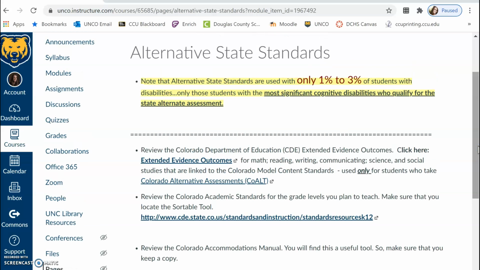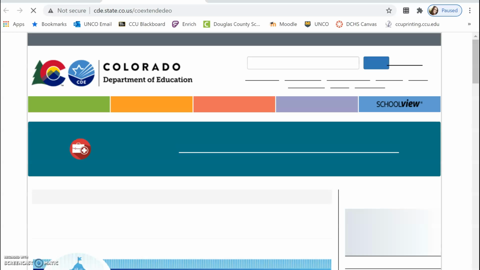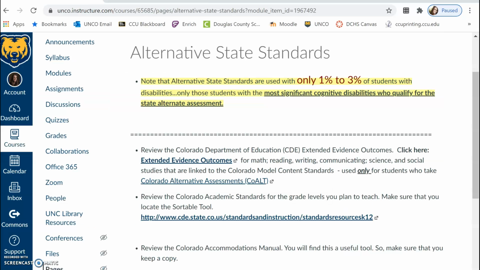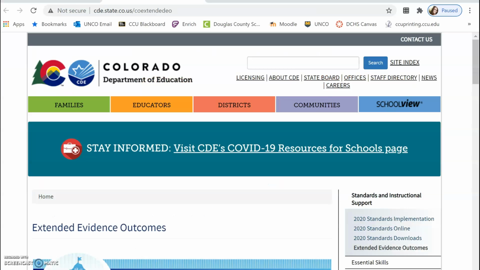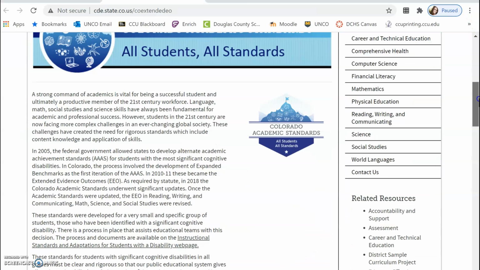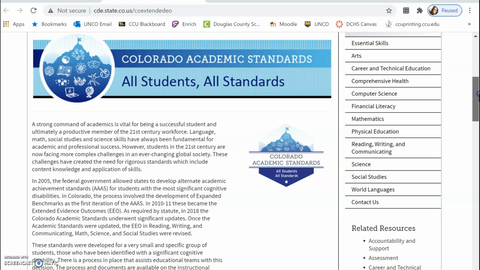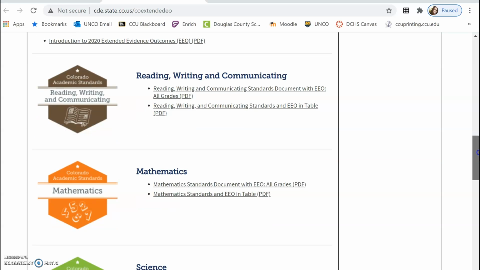The alternate standards, or extended evidence outcomes, are used for students who have significant disabilities. This generally would be students with intellectual disabilities. They may be a part of significant support needs programming. You can look through them here on the website for the Colorado Department of Education.